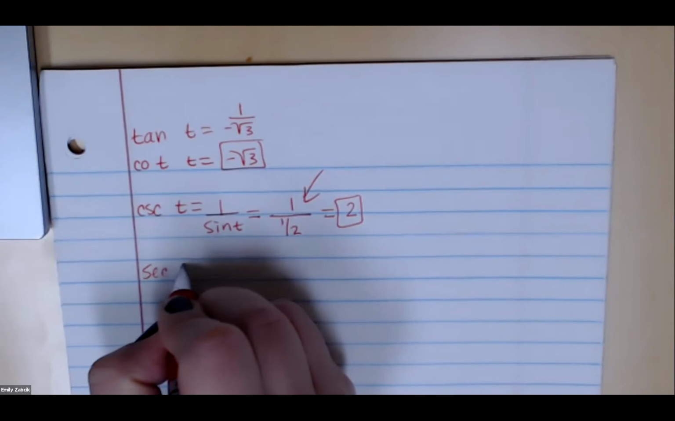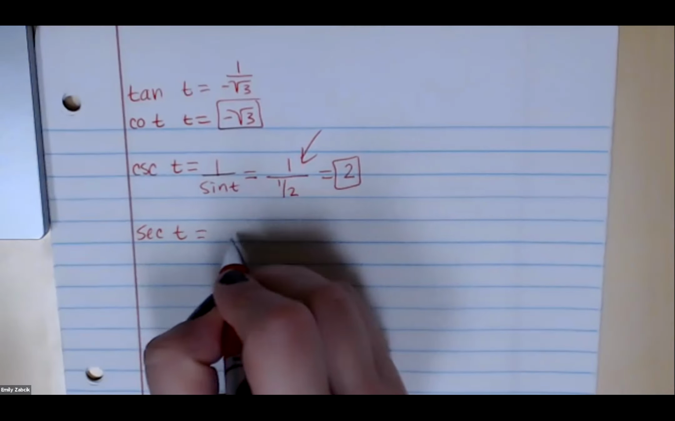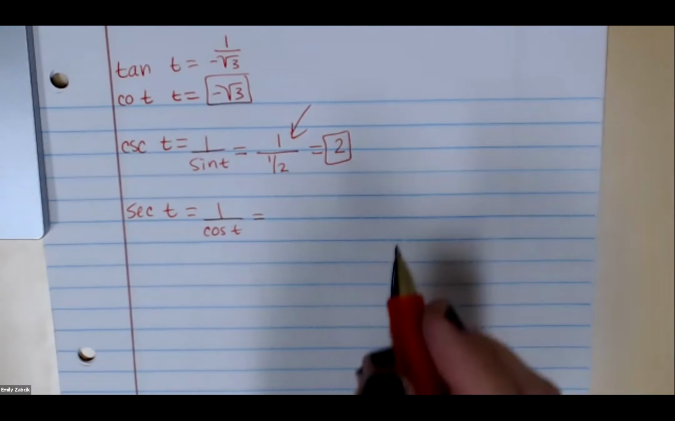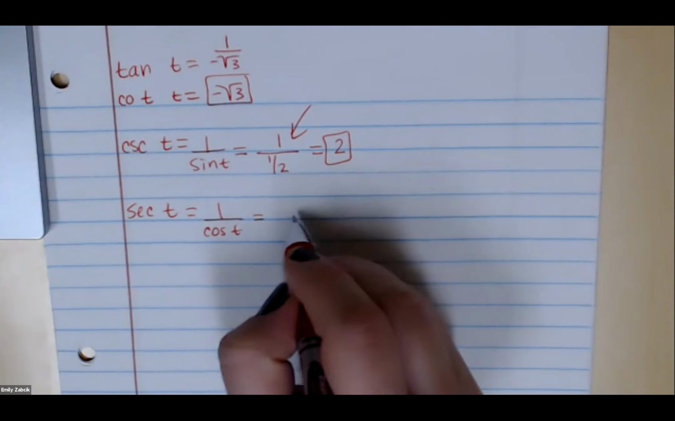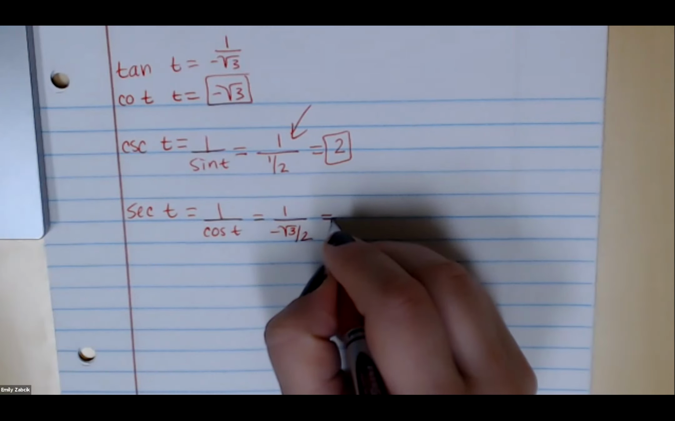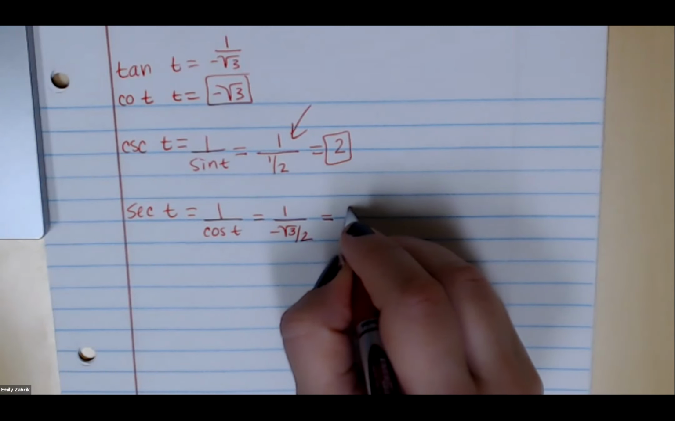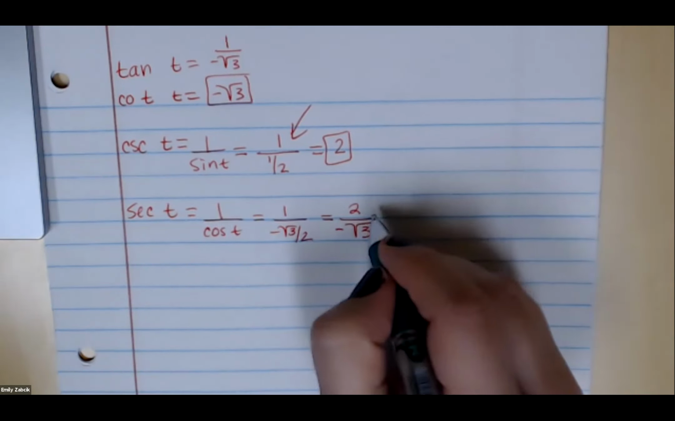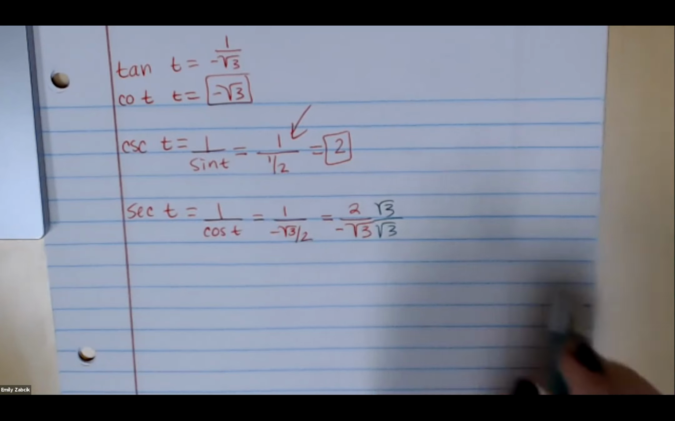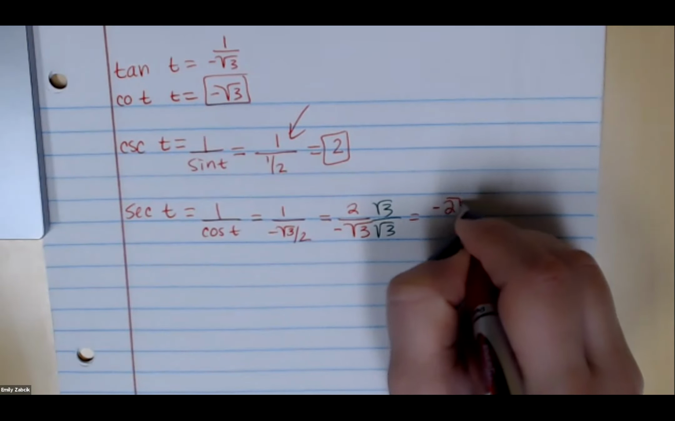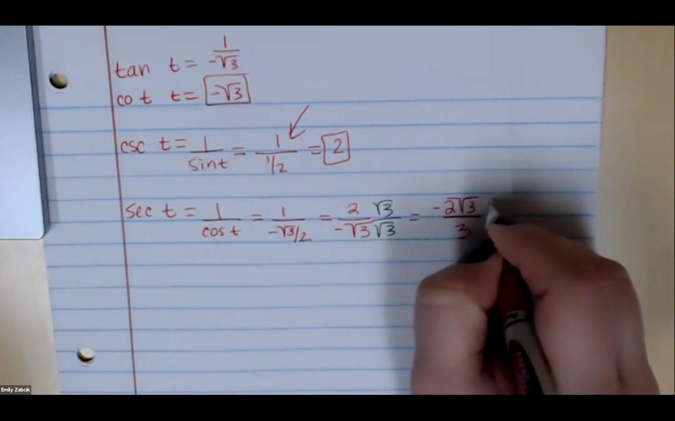And then our last one is secant. Well, secant is equal to 1 over cosine. So that means I'm looking at 1 over negative square root of 3 over 2. So that gives me 2 over negative square root of 3. Rationalize out that radical. And so then this gives me negative 2 square roots of 3 over 3.